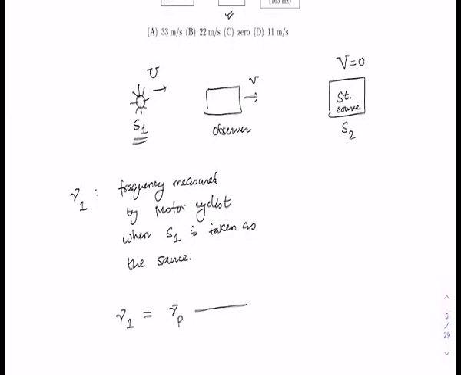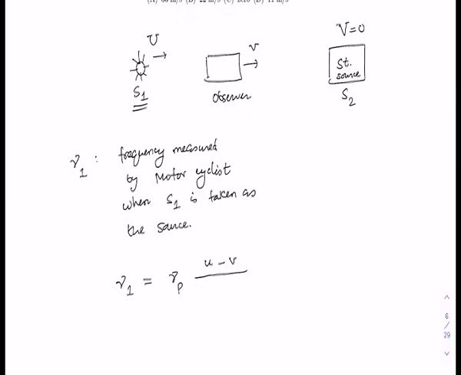Then you have the velocity of sound as measured by this observer. Because it is moving away from the source with velocity small v, and the velocity of sound is u, the velocity of sound would be u minus v, right? So this is what you will have. And then what would be the wavelength? The wavelength would be, the source is moving towards the observer with velocity capital U.